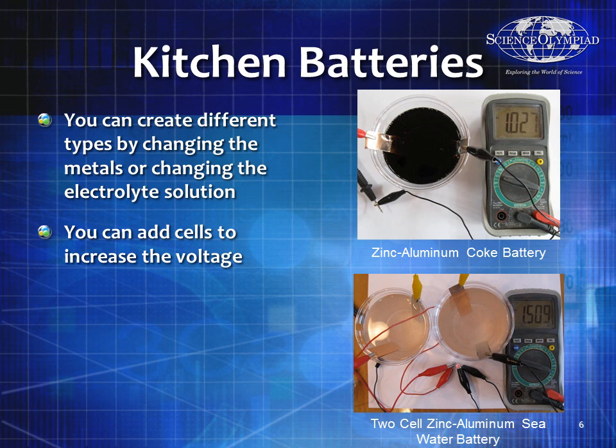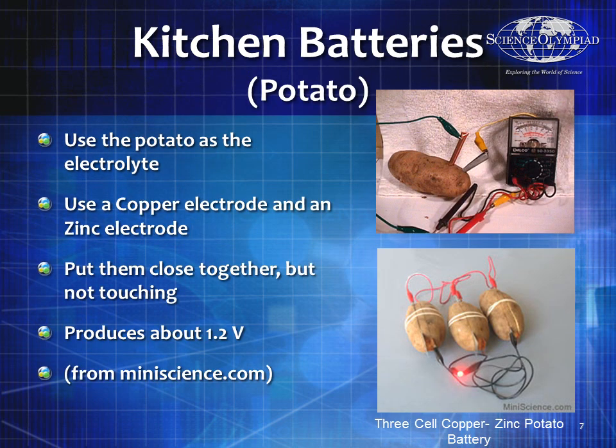So you'll notice that the electrolyte also has an impact, as well as the differing metals. You've probably all heard about potato batteries. The juice inside the potato acts as the electrolyte, and in this case we use a copper electrode and a zinc electrode. You put them close together, but not touching, and it normally produces about 1.2 volts.